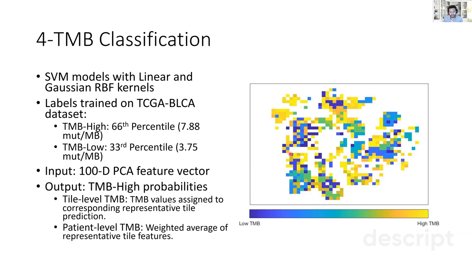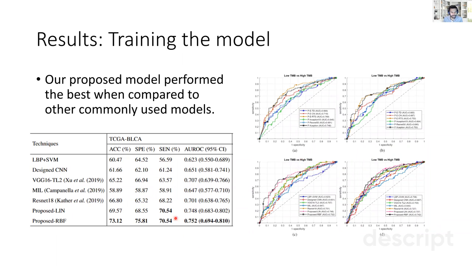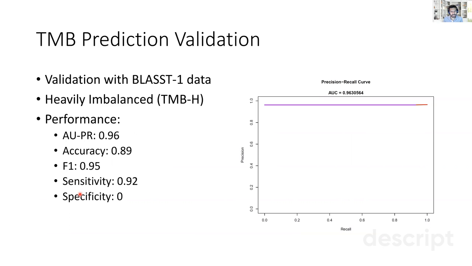For the tile level, we assign the values of the corresponding representative tile to the rest of the tiles in its cluster. And for the patient level, we took the weighted average of the representative tile features, weighted by the size of the cluster. Here we can see that we tried different approaches, and our proposed method performed very well compared to other convolutional neural networks and different versions of our methodology. We tried validating our model with our BLAST data set. However, using the same thresholds, we ended up with a pretty imbalanced data set towards TMB high.